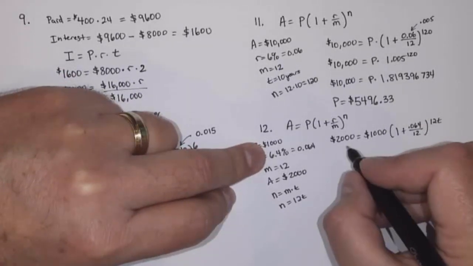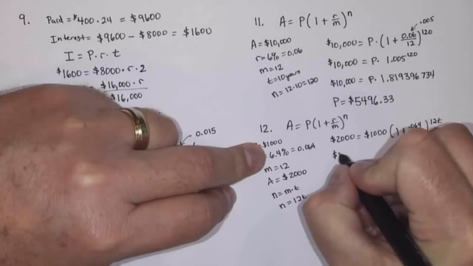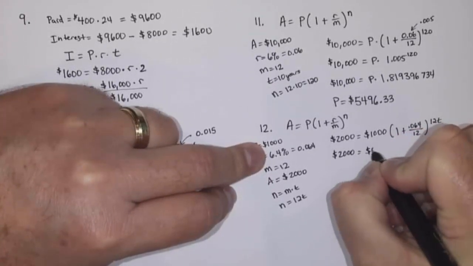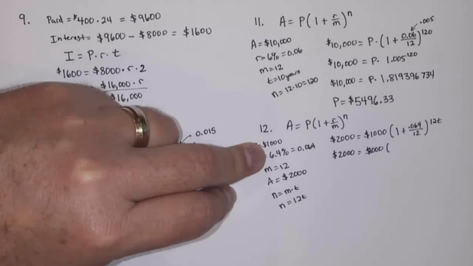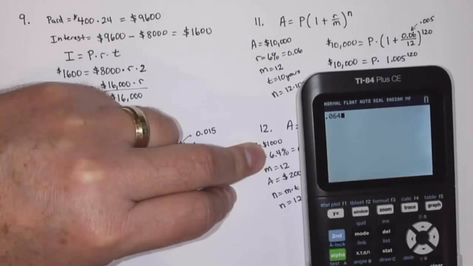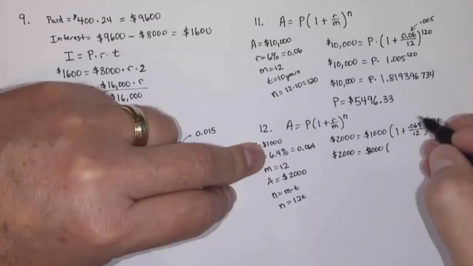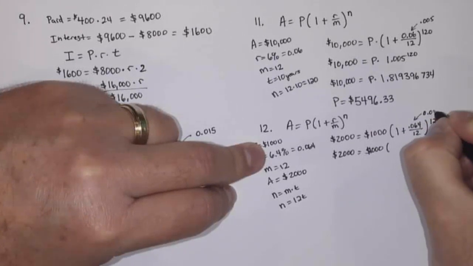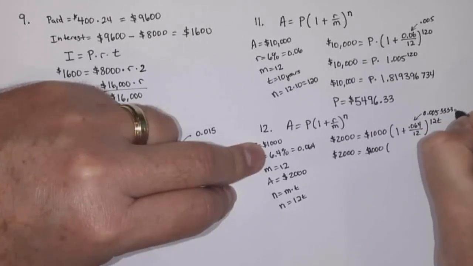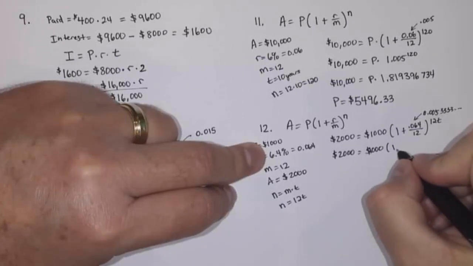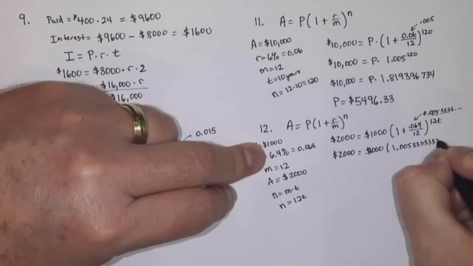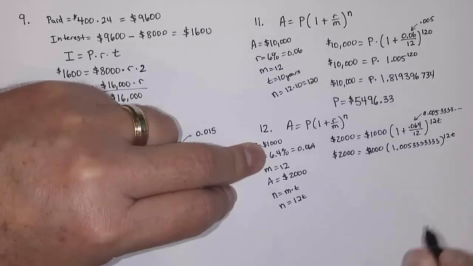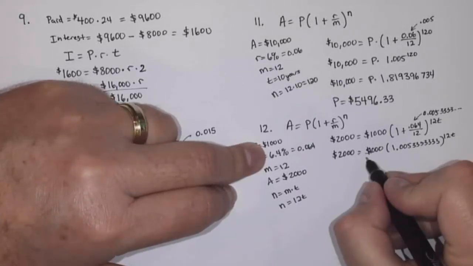So let's clean up this problem. So I have 2,000 equals 1,000 times. Now 0.064 divided by 12, that is 0.00533333 repeating. So this is 0.0053333, and the 3 just keeps repeating. If I add 1 to that, that's going to be 1.005333333, and the 3 just keeps repeating. So I need to solve for t.